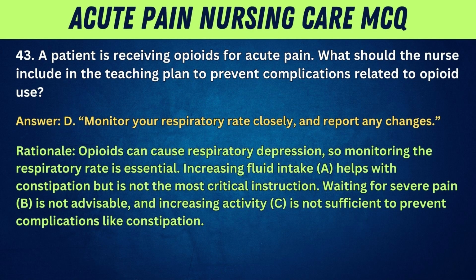Answer. D. Monitor your respiratory rate closely and report any changes. Rationale. Opioids can cause respiratory depression, so monitoring the respiratory rate is essential. Increasing fluid intake, A, helps with constipation, but is not the most critical instruction. Waiting for severe pain, B, is not advisable, and increasing activity, C, is not sufficient to prevent complications like constipation.